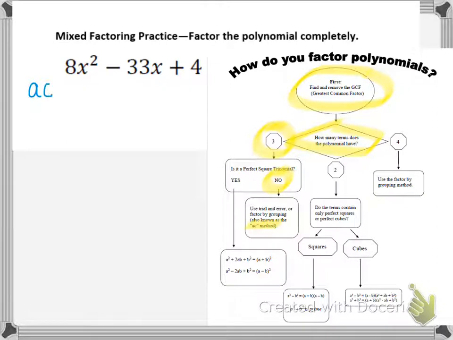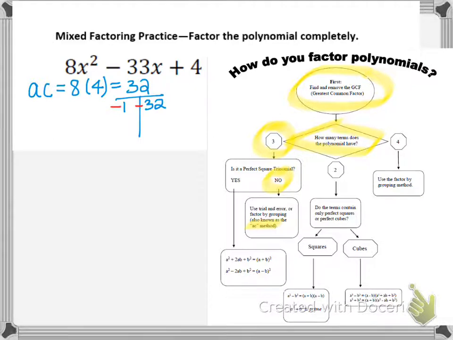So what I'm going to do is first find A times C. So 8 times 4 gives me 32. So I need factors of 32 that'll add up to negative 33. Well, my choices are 1 and 32. I don't need to continue my list from there because I know I've picked the correct choices, as long as I make them both negative, because they have to add up to negative 33.